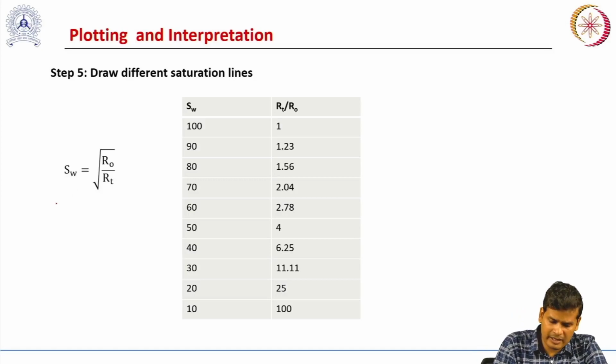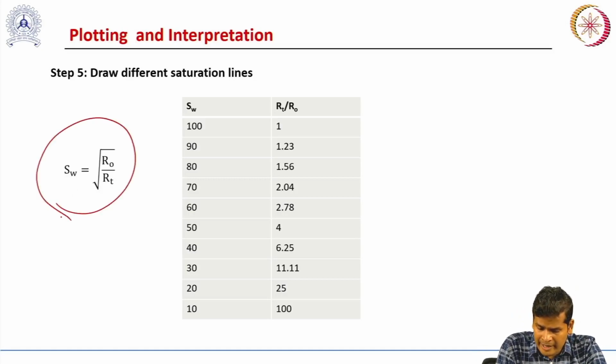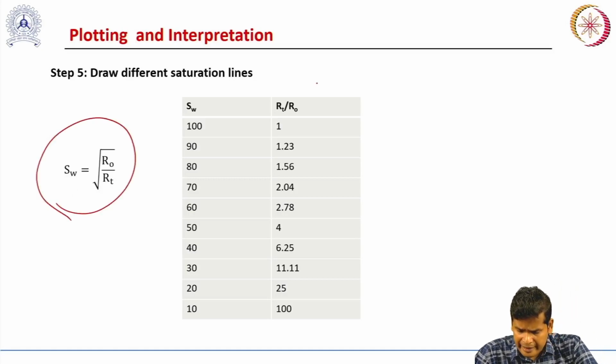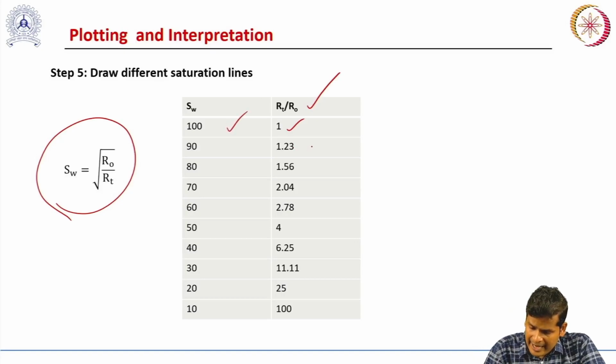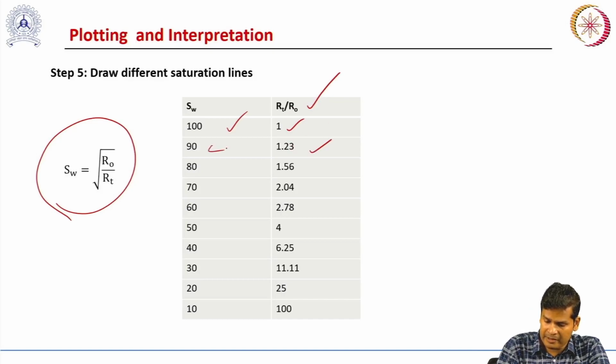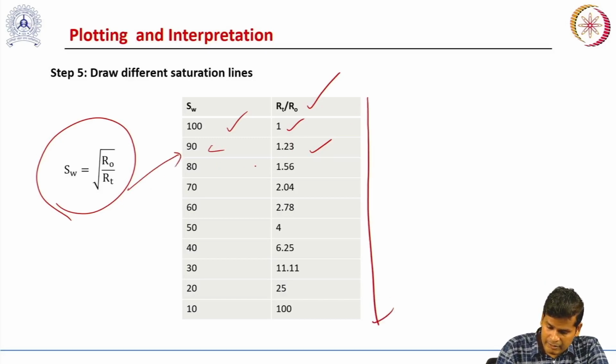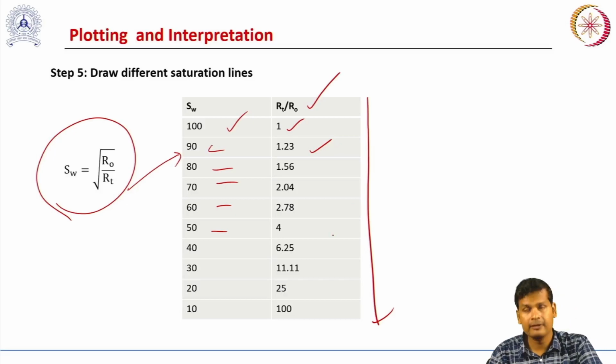For example, SW is equal to the square root of RO by RT. So what will be the value of SW for different RT by RO ratios? When RO is equal to RT, that means we have a water bearing zone, that means SW is equal to 100%. At a different value of RT by RO, when RT is 1.23 RO, then the water saturation will come as, according to this equation, 90. In the same way, for different ratios, I have calculated the formation water saturation. So for 80, 70, 60 and 50, what are my ratios of RT by RO?